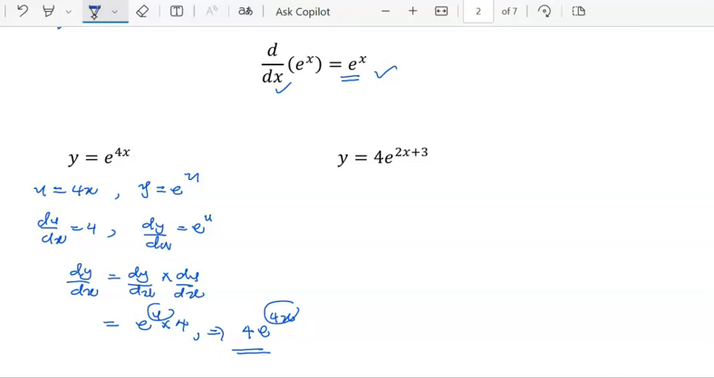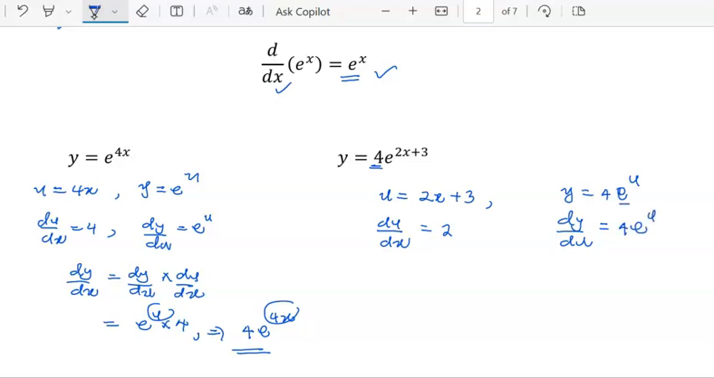Now, even this one here, you're going to do the same thing. And this is a constant, so don't worry about that. So you let your u be 2x plus 3. And that means your y is equal to 4 e to the power of u. That means your du/dx is just 2. And then your dy/du is just 4 e to the power of u, because the derivative of e to the power of u is e to the power of u, and this is the constant, just multiplied by 4.